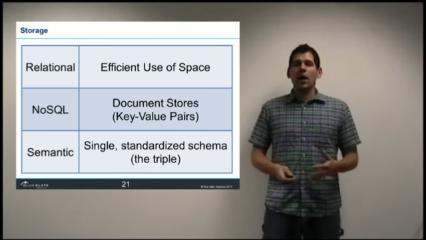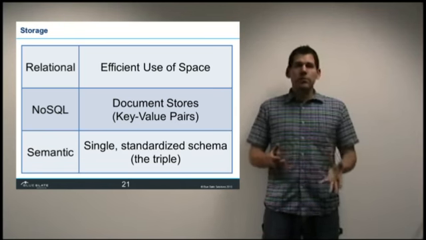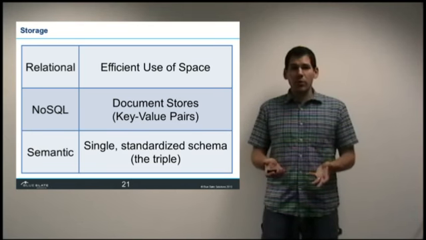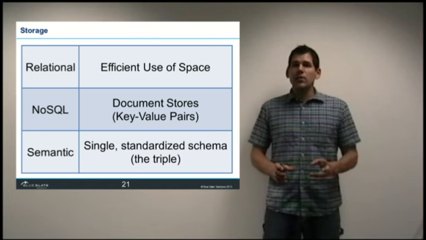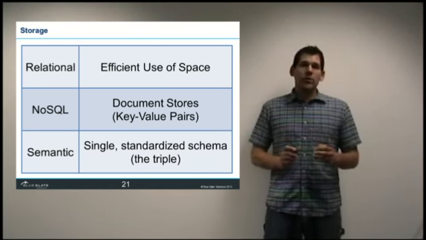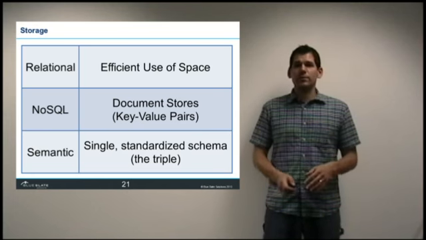When NoSQL came along, obviously significantly later, storage wasn't as big a deal, and it simply stores things in key value pairs. Whereas semantic, as we've discussed, uses triples to store things, and that is a single standardized schema. So your schema is fixed in the same way that NoSQL has a fixed schema, but you can also store data in a much more flexible way where you can still have relationships.